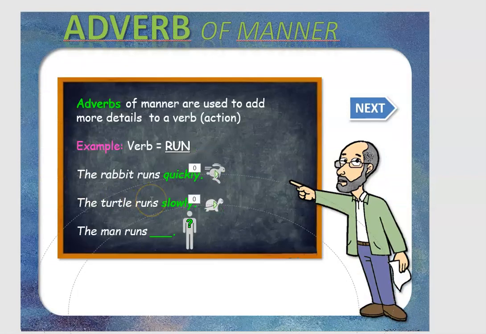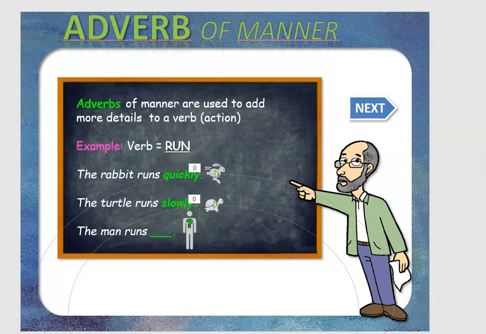What is the meaning of adverb of manner? Adverbs of manner are used to add more details to a verb or action. As we all know, verbs are the action words. Now, to add more details to the verb, we use adverbs, and that is adverb of manner.